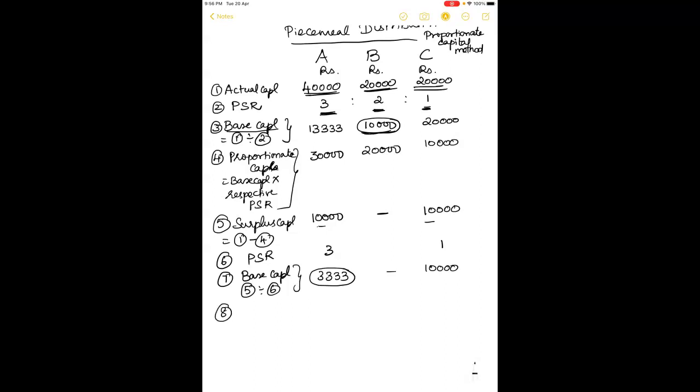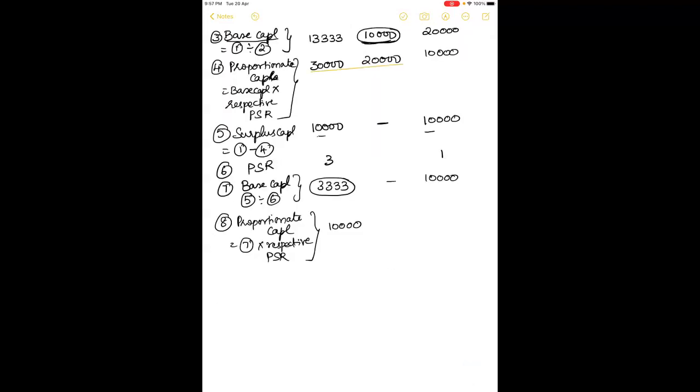And then we are again finding out the proportionate capital between A and C. Proportionate capital, which is 7th step into respective profit sharing ratio. So 3 into 3,333, 10,000, and then 1 into 3,333, you get it as 3,333. Okay, so now comparing the surplus capital and the proportionate capital, we again find out the absolute surplus capital.